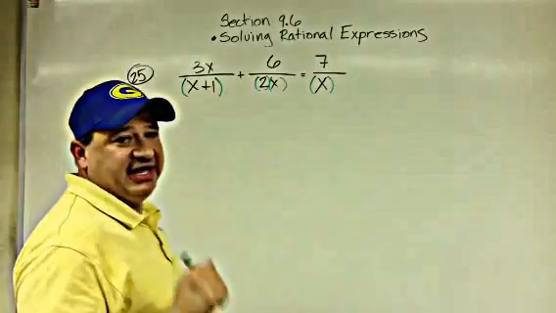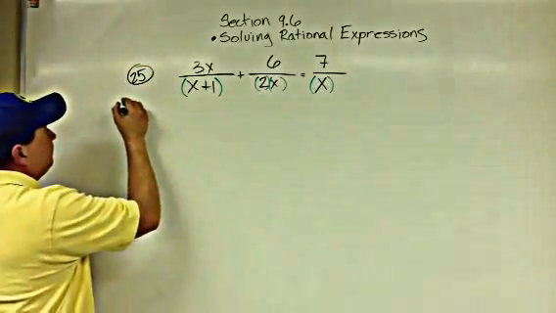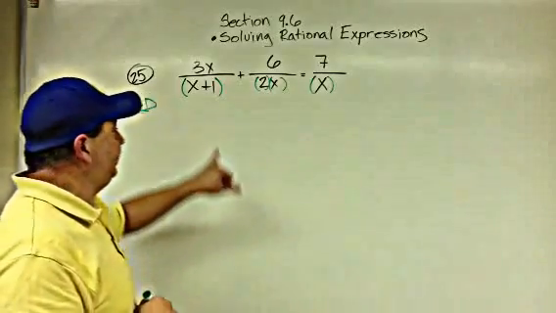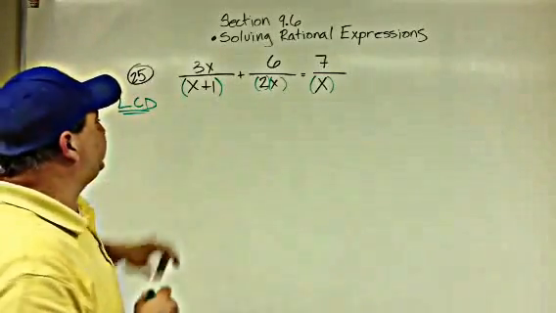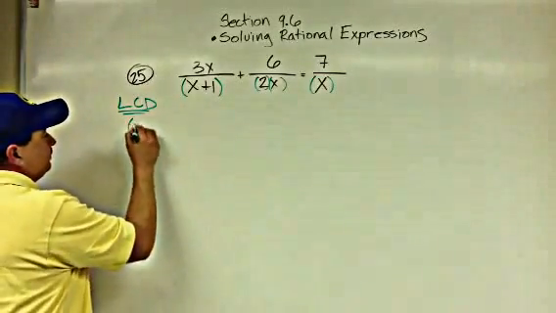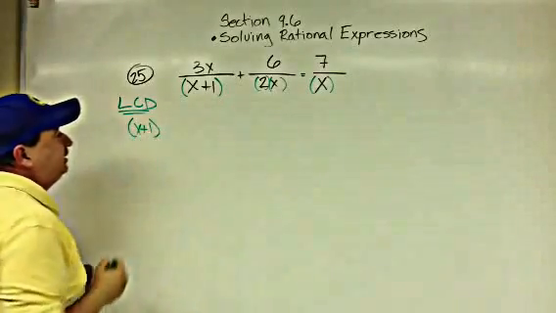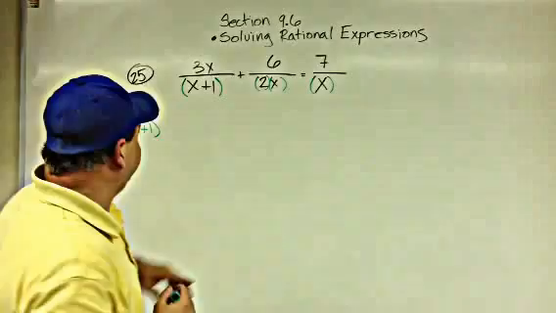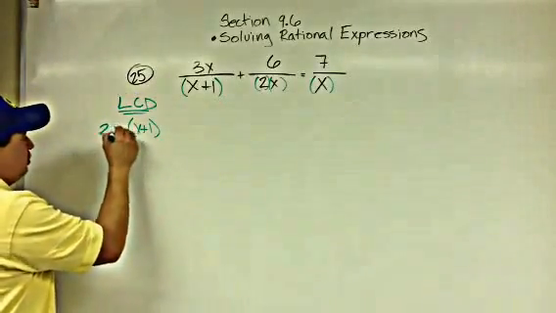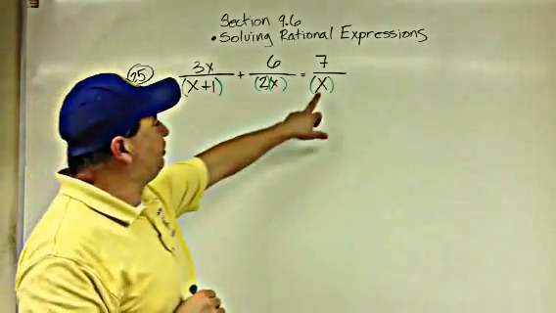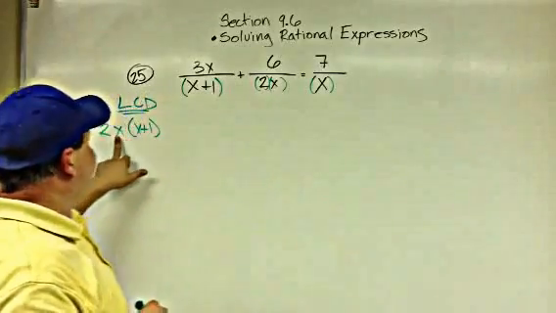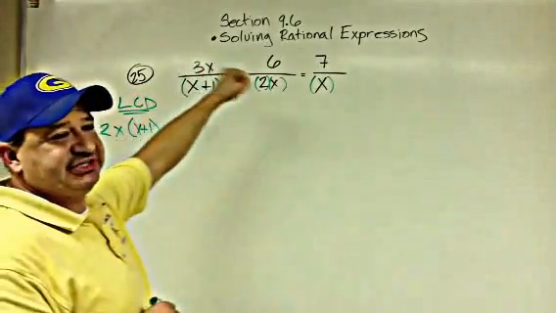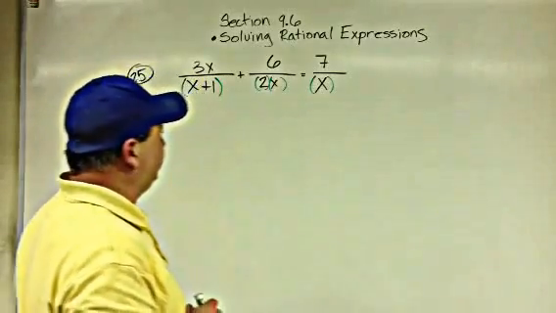So we're now going to make an LCD list. Now I'm going to get a sample of each denominator. So my sample here would be x plus 1. My sample that I'm going to get from this one will be a 2 and an x. So I'll put a 2 and an x. And the sample I'm going to get from here is an x, but I already have an x. So there's no need to put another x if it's already there. We're only getting samples as long as they don't repeat. Then we'll be fine, okay?